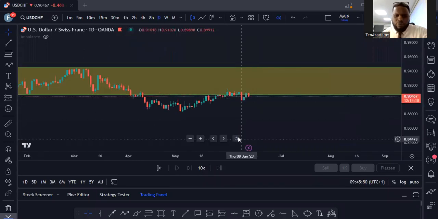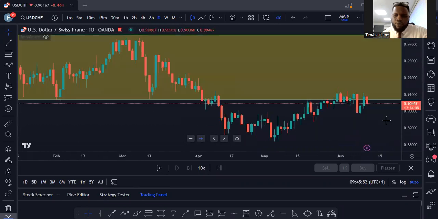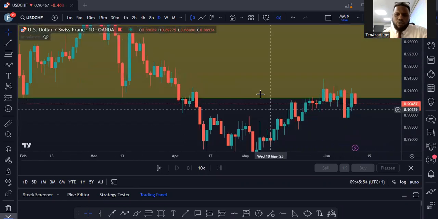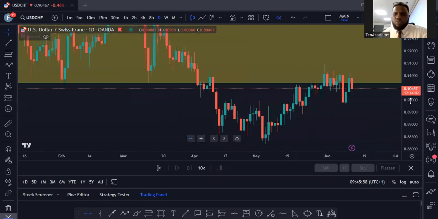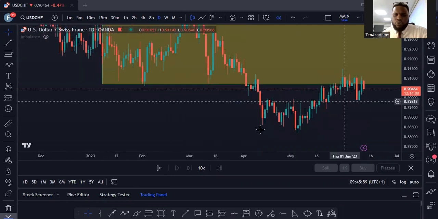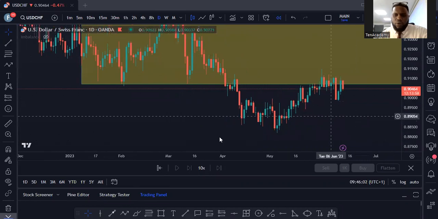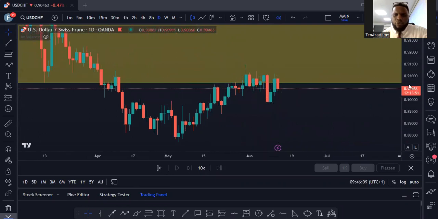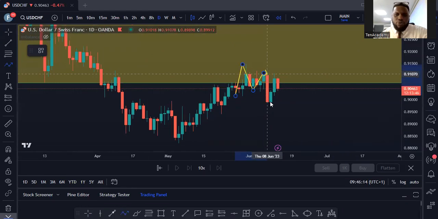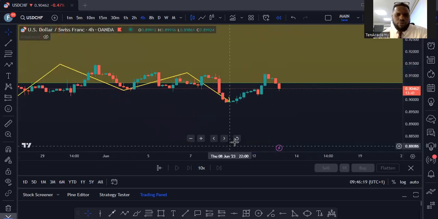Let's get more clarity. Now, as you see on daily, you can see the change of character here, like so. Price is also giving us a bit of seller's pressure, like so. So check it out. We have impulse, correction. You know what? Let me go to the 4-hour. I think it's clear on the 4-hour time frame.